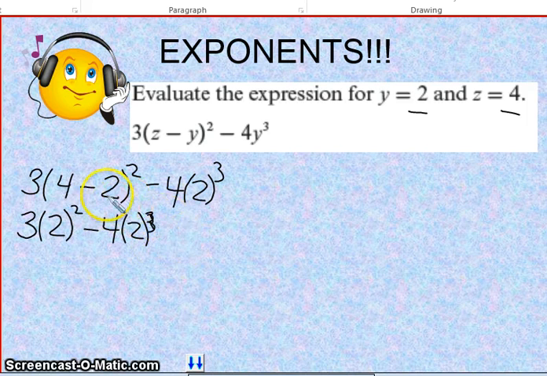Okay, now parentheses are done, so we move on to exponents. This 3 doesn't have any exponent, but 2 is squared, and 2 squared is 2 times 2, which is 4.